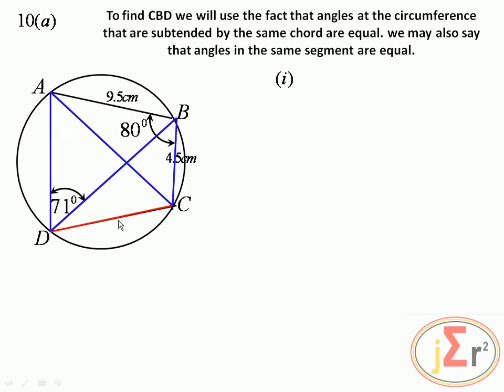So here is our chord. This angle goes to the circumference and back. This one goes to the circumference and back. They are equal. So those two angles are equal. They are angles in the same segment or angles that are subtended by the same arc or chord, and they are located at the circumference.